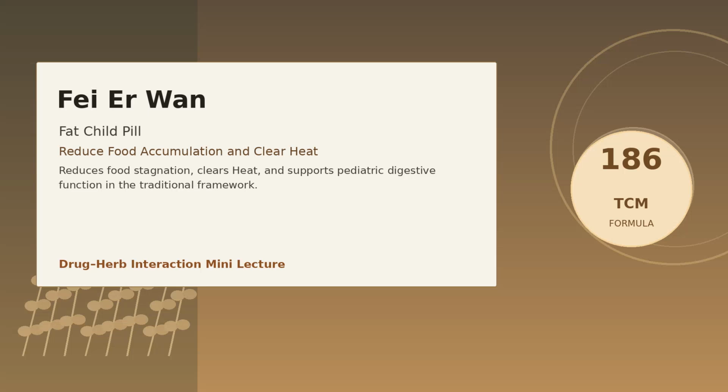Fei Er Wan, commonly translated as fat child pill, is a classical traditional Chinese medicine formula in the category of reducing food accumulation and clearing heat. Its core action is to reduce food stagnation, clear heat, and support pediatric digestive function in the traditional framework. The pattern framework is childhood food accumulation with spleen weakness and possible parasites in classical use.